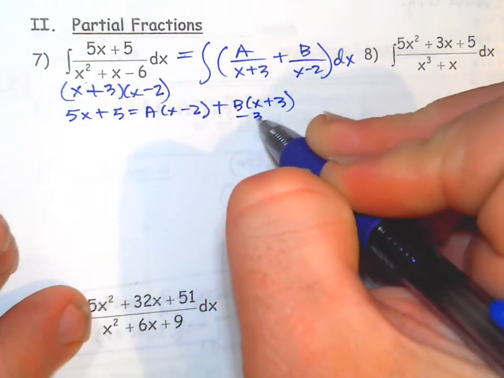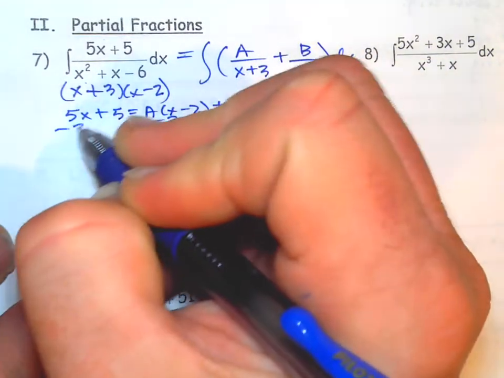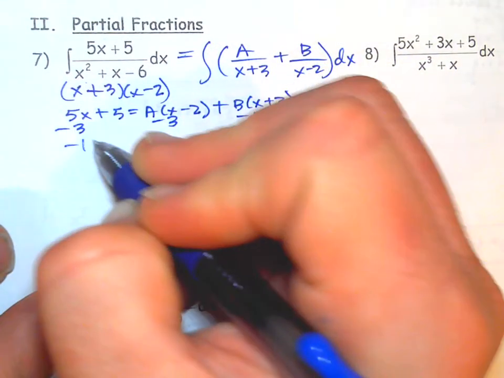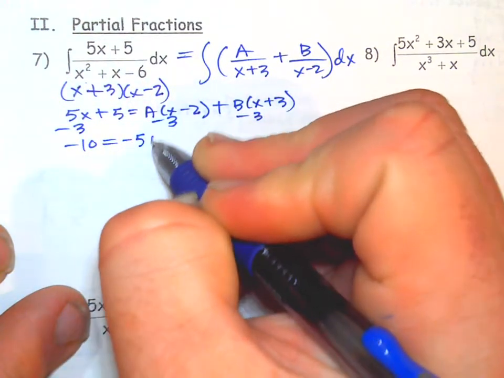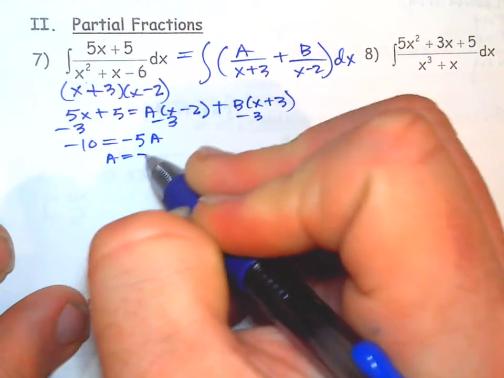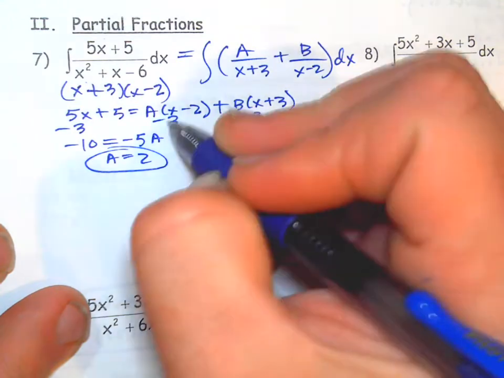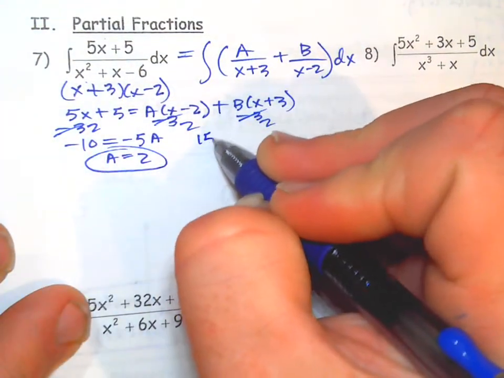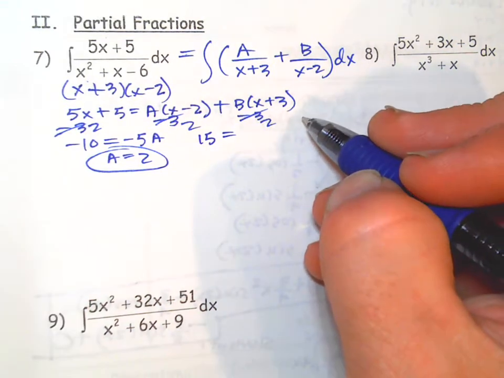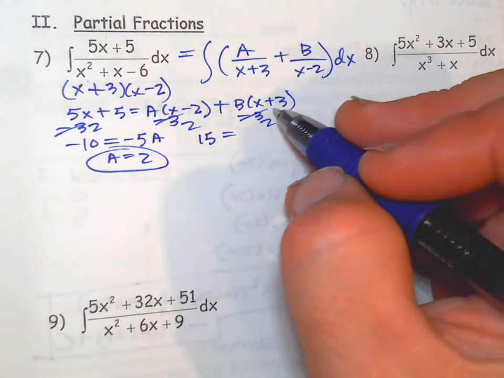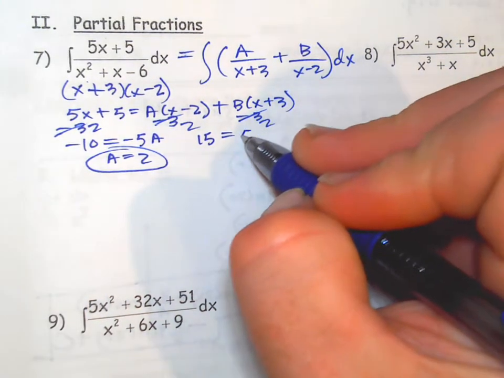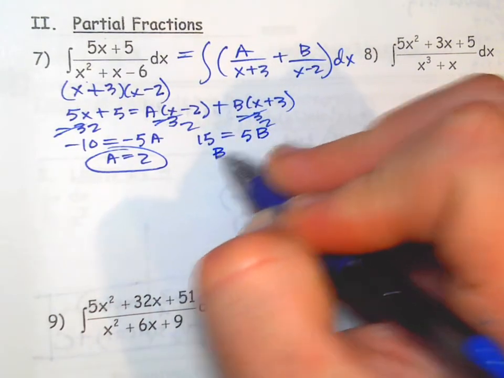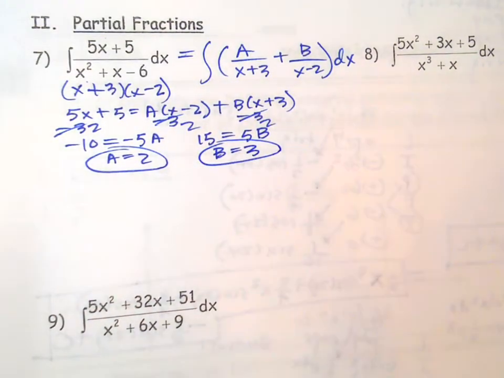Plug in negative 3 first if you want, or the other way around. It'd be negative 15, so it'd be negative 10 equals negative 5A. So A equals 2. Then we can plug 2 in everywhere, and that's going to be 15. 15 equals 5B, so B equals 3. So now we can rewrite it.